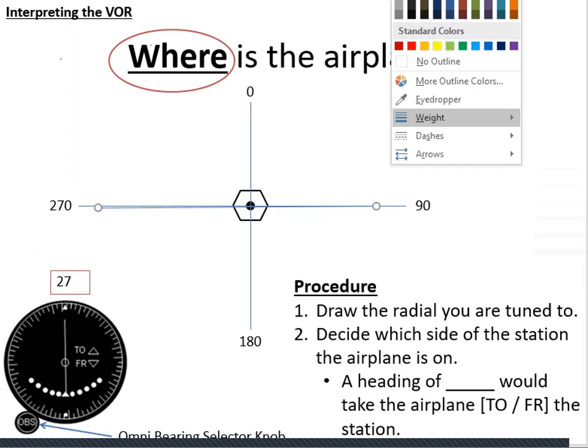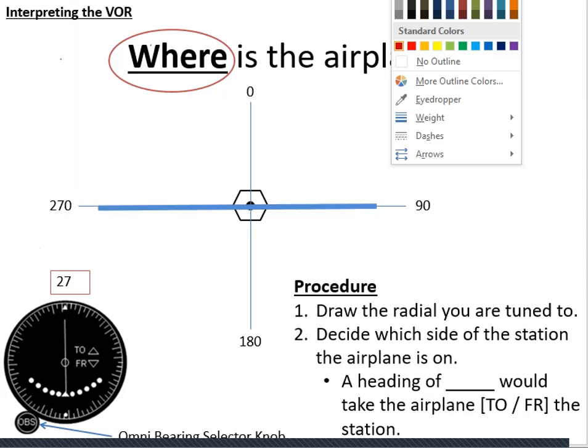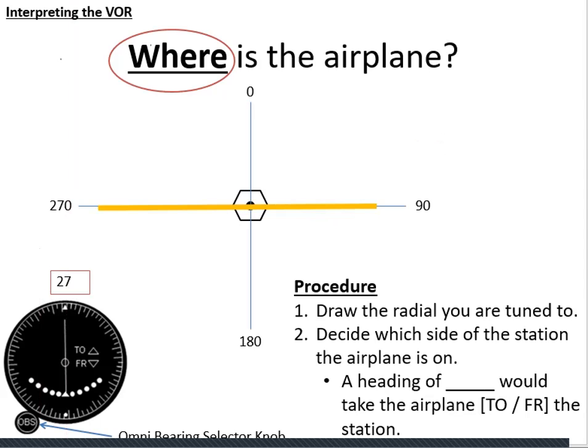Let me make that bigger. There. And what happened to it? I wanted it red. Good. Yellow. Yellow will do. Now we're going to have it run east to west along that 270-degree line.